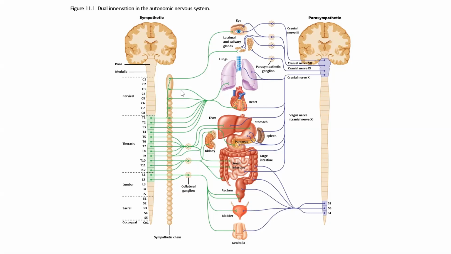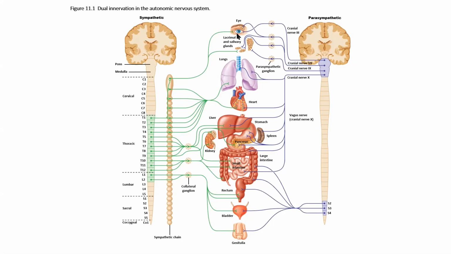And then they go out to this really important structure called the sympathetic chain. So the sympathetic chain is a collection of these ganglia, and I'll talk about what a ganglia is. So don't get too caught up on that terminology just yet. And then there's a second neuron that goes from the ganglia, which is the sympathetic chain, out to these various effector organs. So these are all the organs that are involved in the autonomic response.